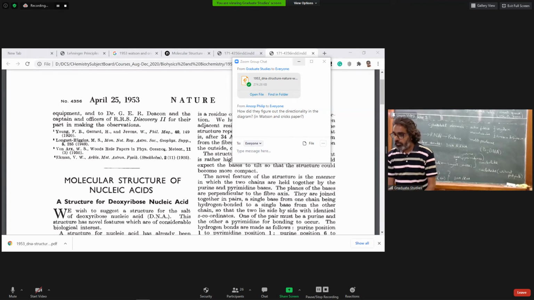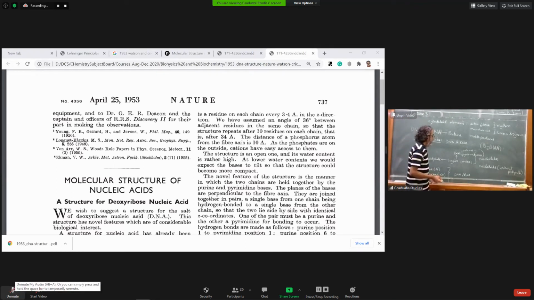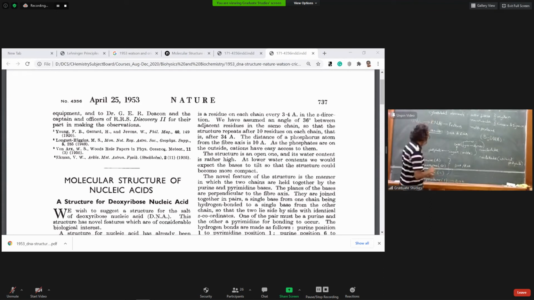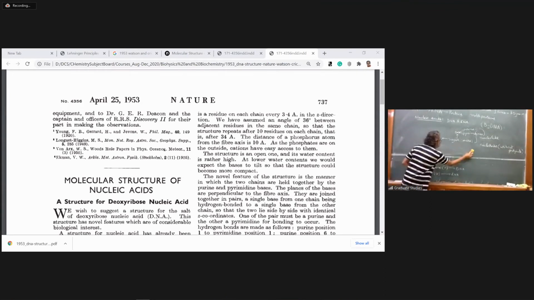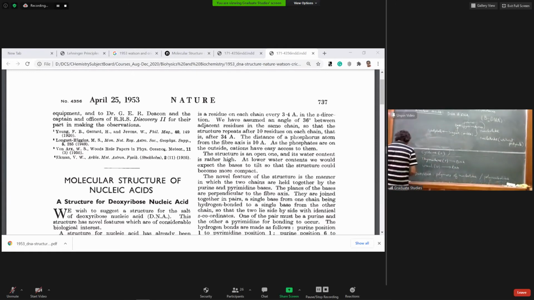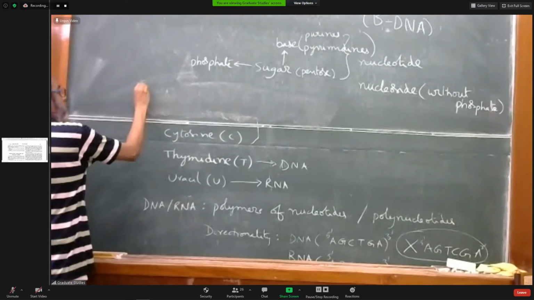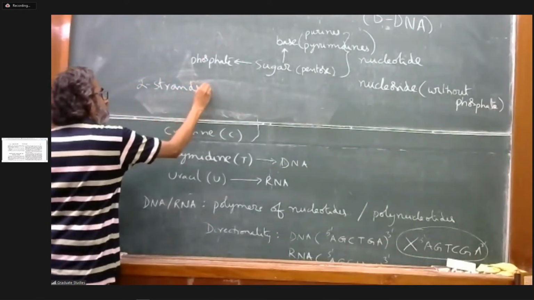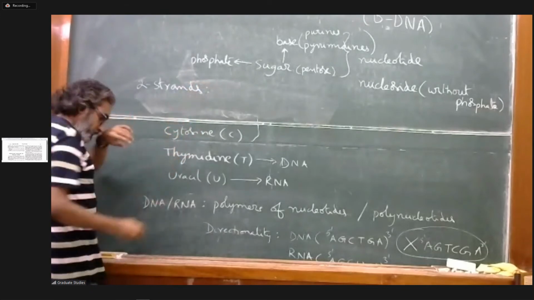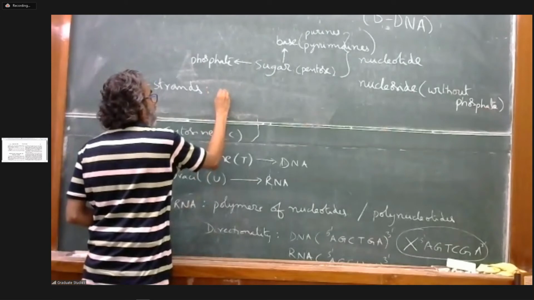So directionality comes automatically. What they're saying is that there are two oppositely running strands. That's a good question. Two strands are in one, so they thought about whether these strands should be parallel or anti-parallel.